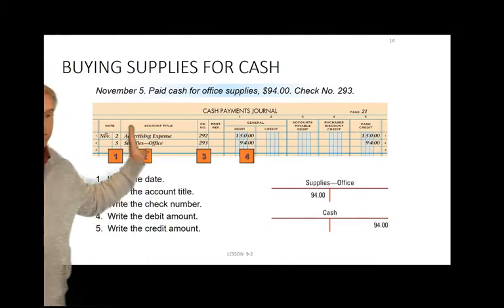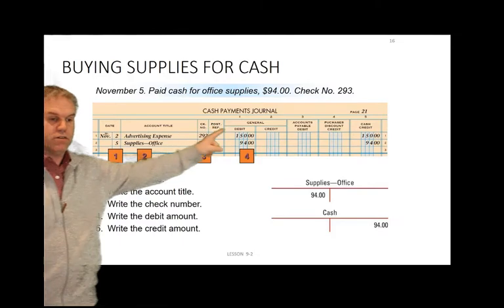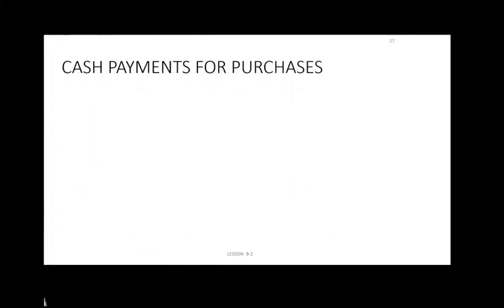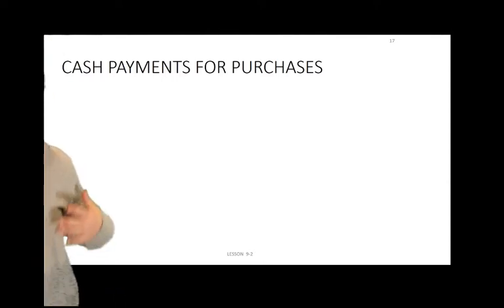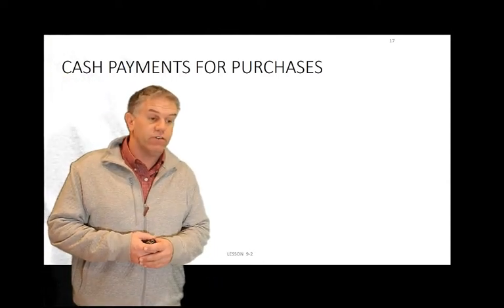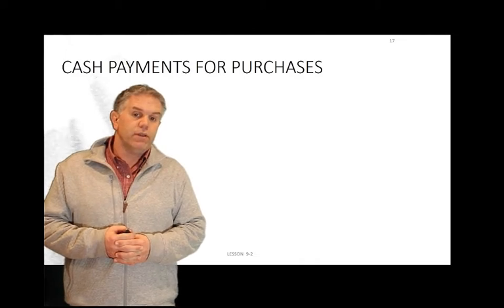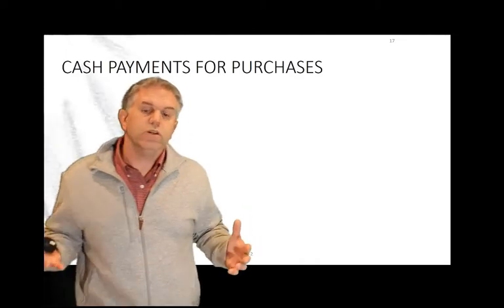The only thing that's weird is it's actually just a shortened version and just some couple different titles up there. Okay, so cash payments for purchases. What happens if we paid cash for purchases? Should we use the purchases journal? The answer is no, we actually shouldn't use the purchases journal.